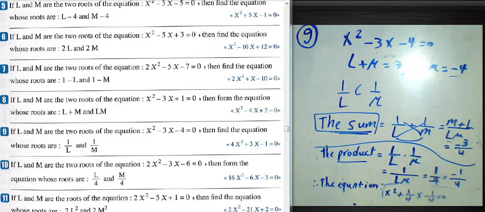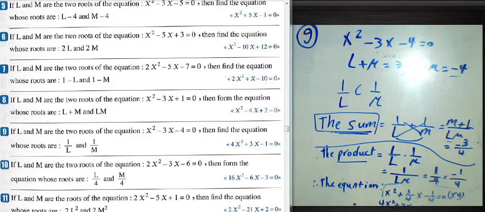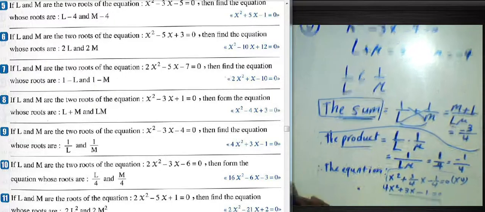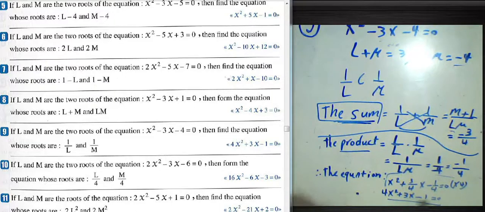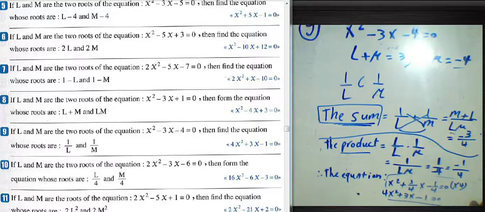We can simplify it by multiply 4. We can multiply 4 to all terms of the equation. The result will be 4x power 2 plus 3x minus 1 equals 0. It's clear? Okay, you can see it. 4x power 2 plus 3x minus 1 equals 0. It was question number 9.